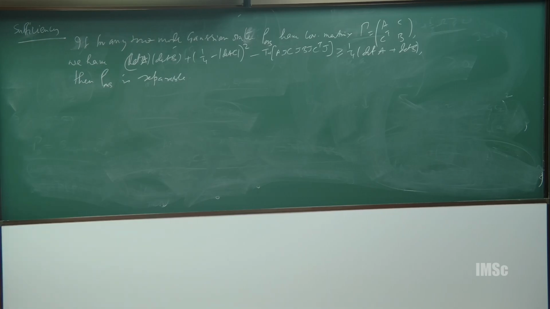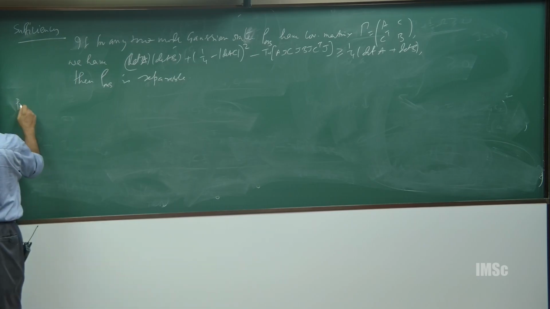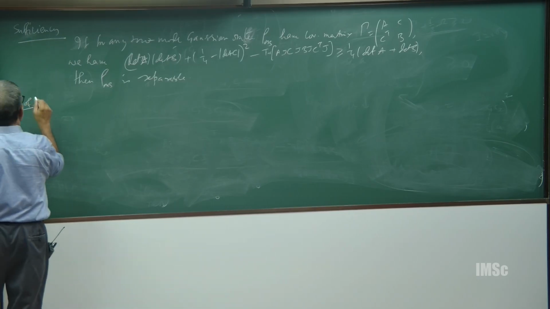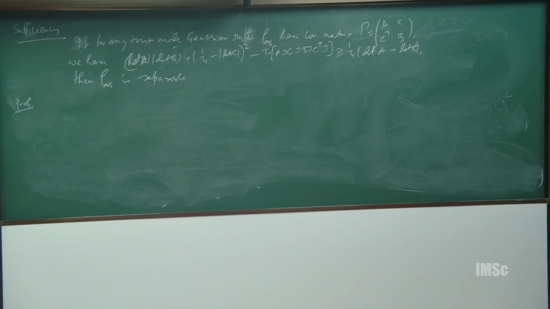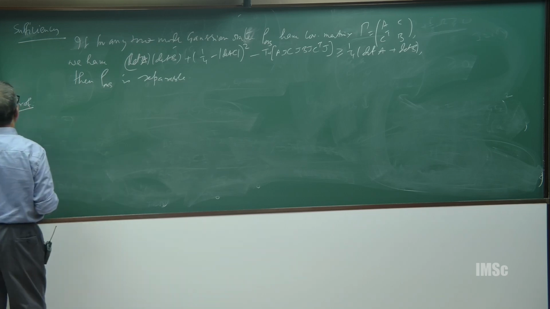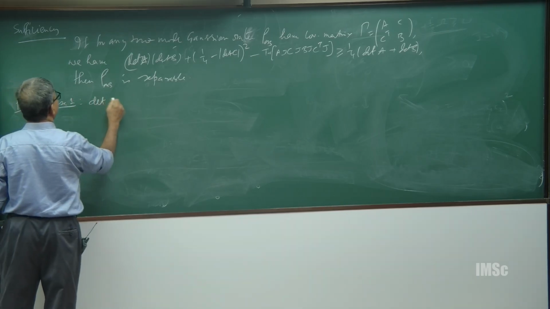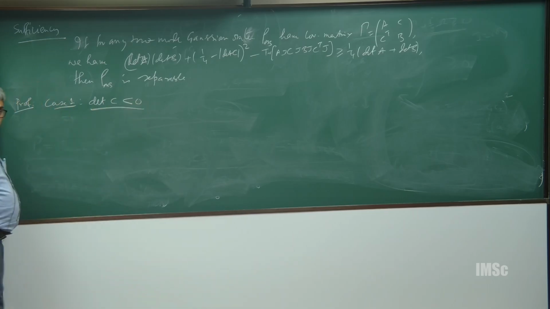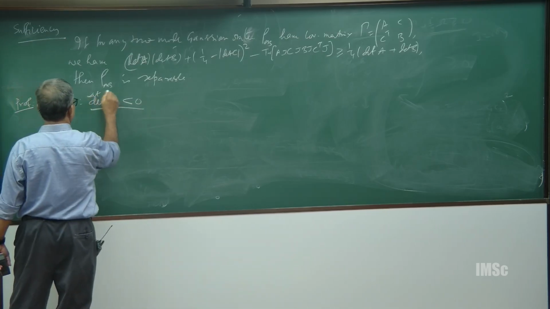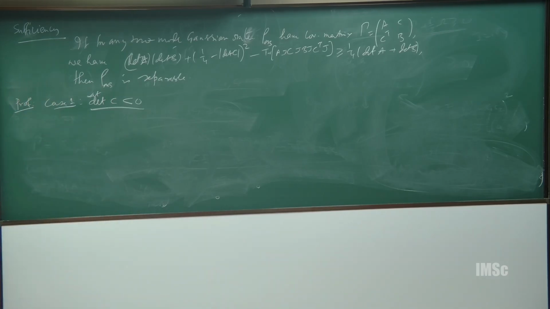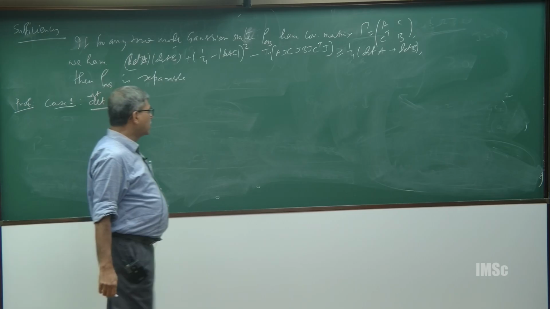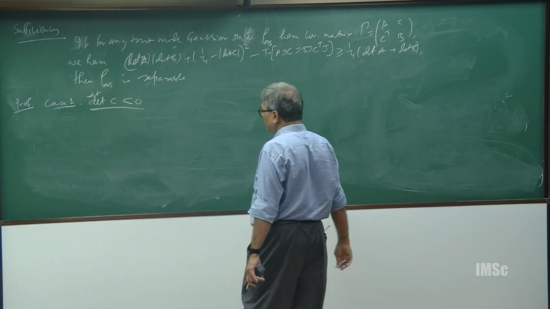And how do we go about this? So, let us take this case 1, the determinant of C is negative. The determinant of C is negative.